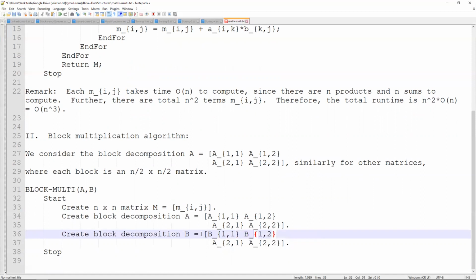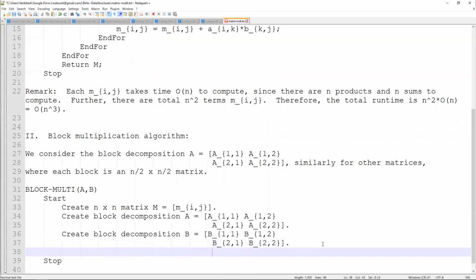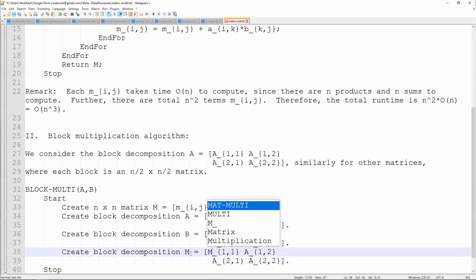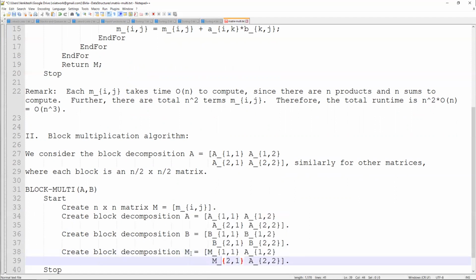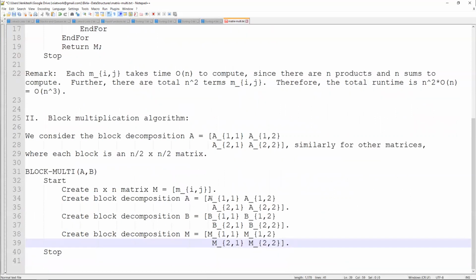What does it mean to say create block decomposition? It means create these smaller matrices, right? Create the n by 2 cross n by 2 matrices. That is what it means. And then you have these. Create these n by 2 cross n by 2 smaller matrices and give them these names. That is the meaning of creating a block decomposition. So now these are ready.